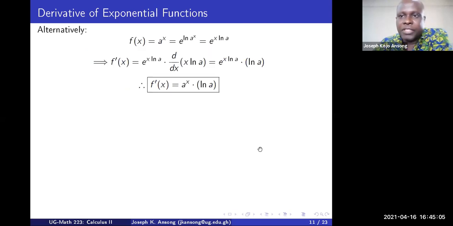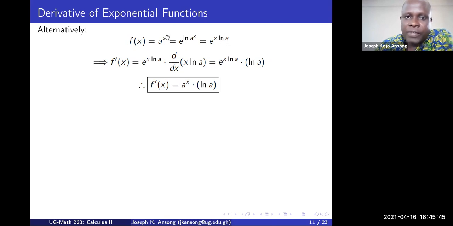Here's an alternative. Instead of using the definition of the derivative, you could also use this approach, which is much shorter. So f of x is this. We can also write this expression as e to the ln of a to the x. Remember that we said that the e and the ln appear to cancel each other out. When they do, you get back this. Using the properties of log, you can bring the x down here. That gives you e to the x ln a.